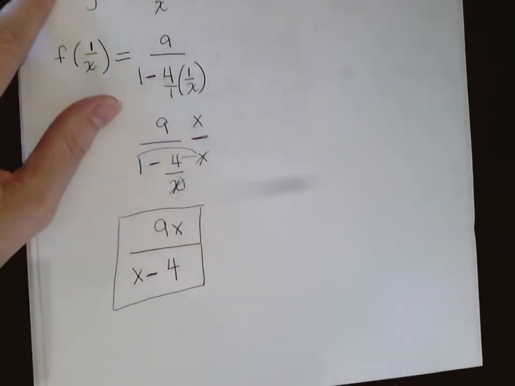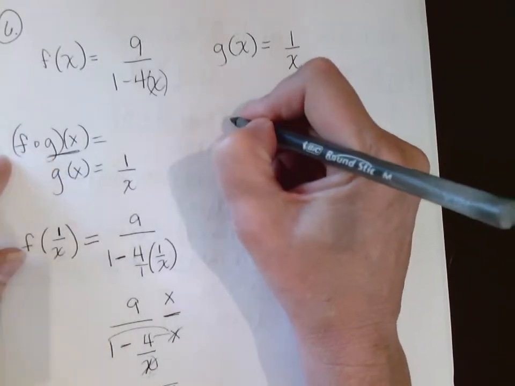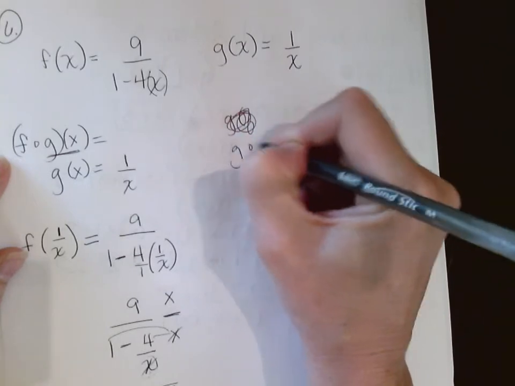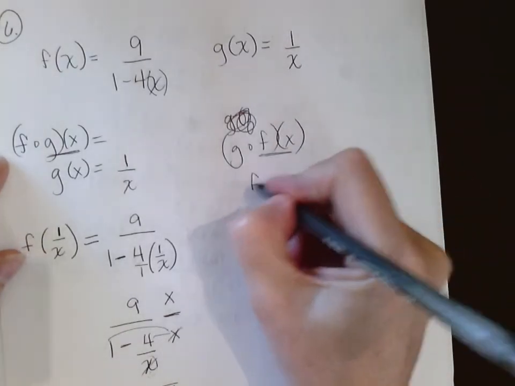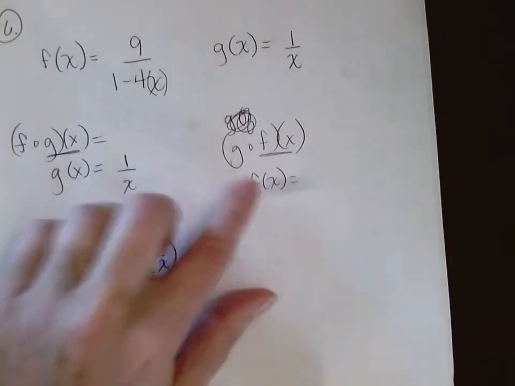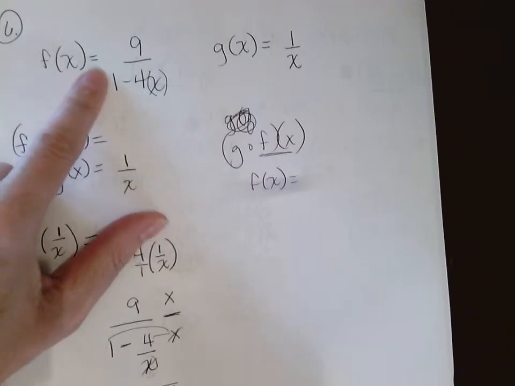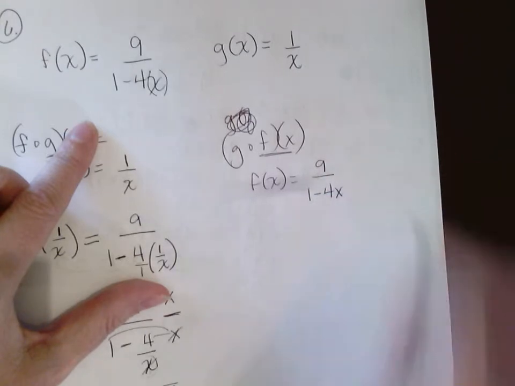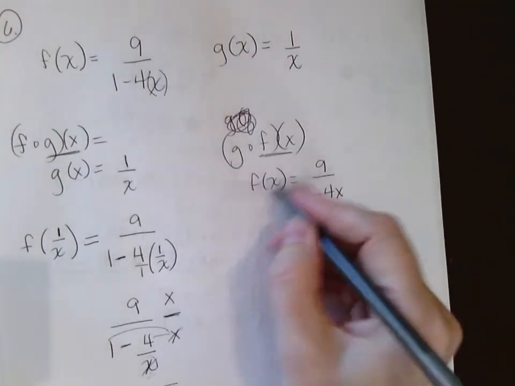So now I'm done with f of g of x. The next thing it's going to want me to find is the other way around. G of f of x. Which means this time I find f of x first. So I go and I try and solve for f of x. I already know what f of x is. It tells me right here that f of x equals 9 over 1 minus 4x. So I'm done with the f of x part.